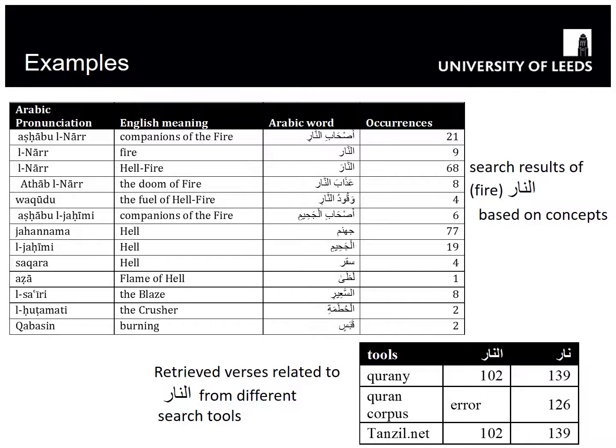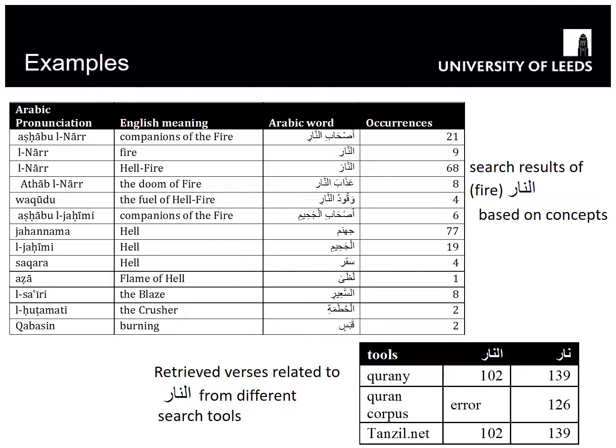Here is an example of some results on 3 different search tools of Al-Quran. In Al-Qur'ani, when we search for Nar, which means hell, it retrieves 112 for An-Nar and 139 for Nar without the definite article. Quran Corpus cannot retrieve An-Nar with the definite article, while for Nar it retrieves 126. Tanzil.net retrieves the same result as Quran Corpus.